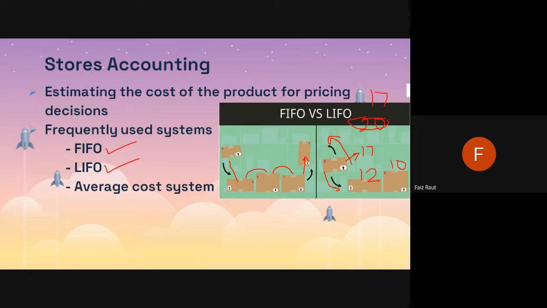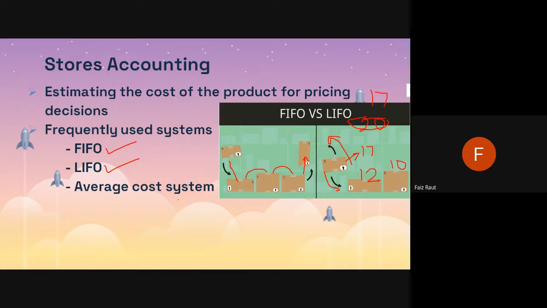Then one another method is the average cost system, which I was just telling. In the average cost system, if there are many batches of the products which are coming in, then we'll take the cost of all the products divided by the number of products. Then we'll get the average cost. कि हाँ average cost कितना होना चाहिए.